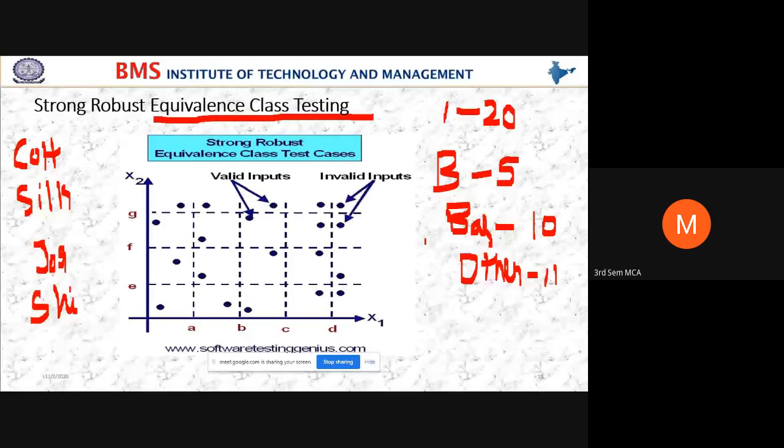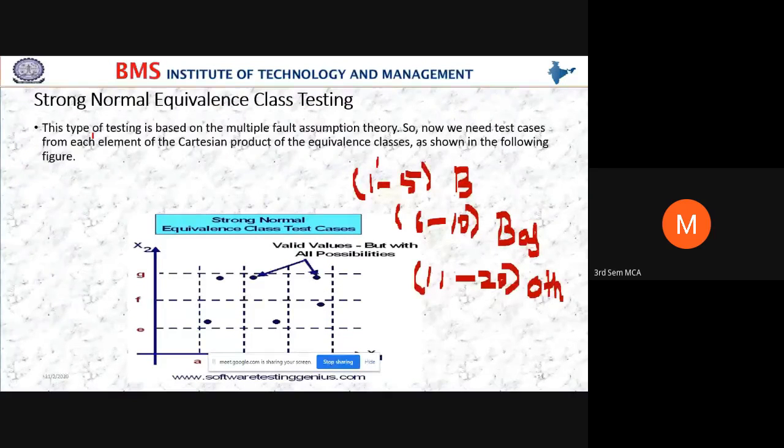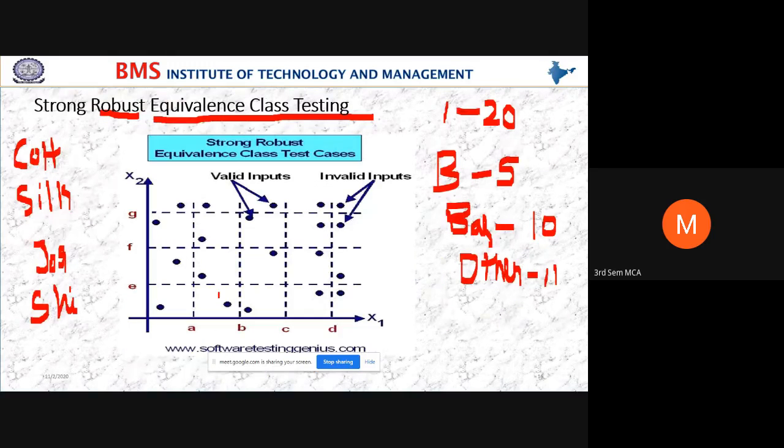Whereas here, this is strong; this explanation I did in the last class. Again, I'm repeating, strong robust equivalence class. See, strong means we are checking multiple values. Robust means we check for invalid values also. Students, if you observe this, this is a strong normal equivalence class. In strong normal equivalence class, we are checking multiple values, but all these multiple values are within the range only. Whereas in strong robust equivalence class, here also we are checking multiple values, but the values are out of range. See, this is out of range, this is out of range, this also. So it will allow invalid values also. This is strong robust equivalence class testing. Understood, students? You understood what is equivalence class testing?